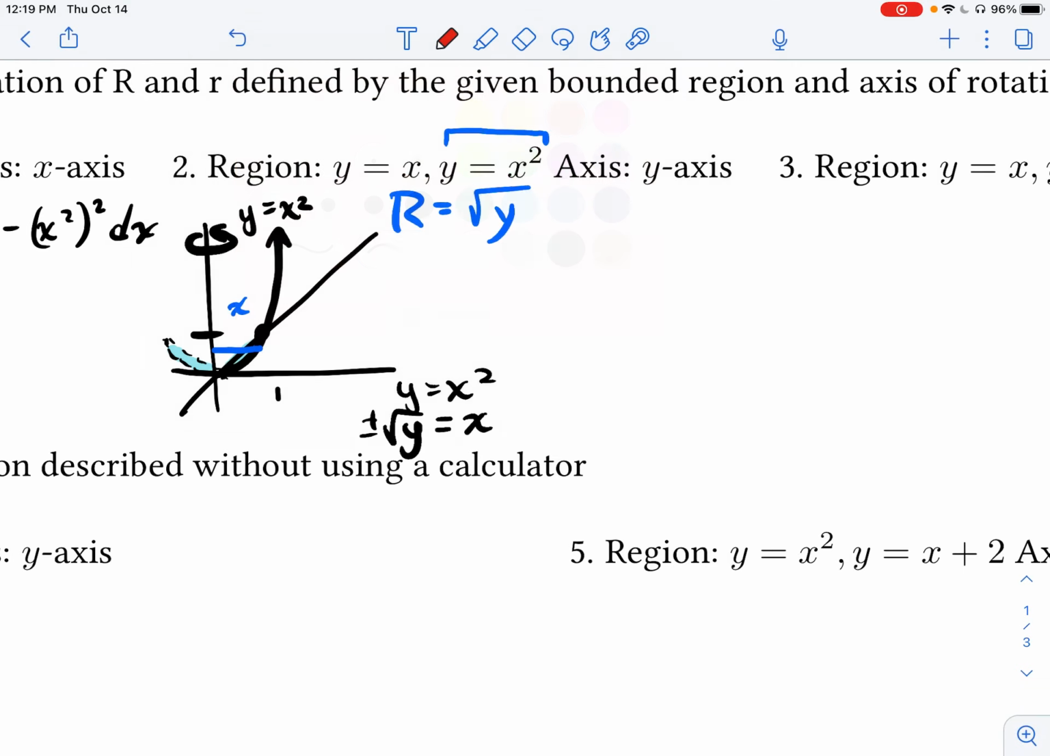Now, what is my smaller radius? Now, this is the x distance going up until the line y equals x now. So my lowercase r is going to be equal to whatever y is, because x is a function of y. X is determined by whatever y is, okay?